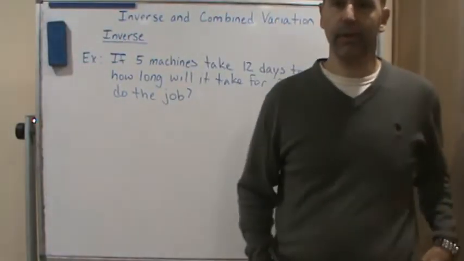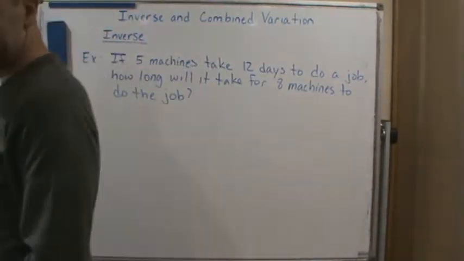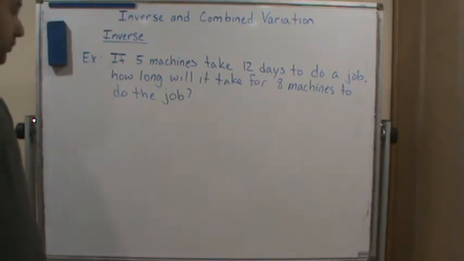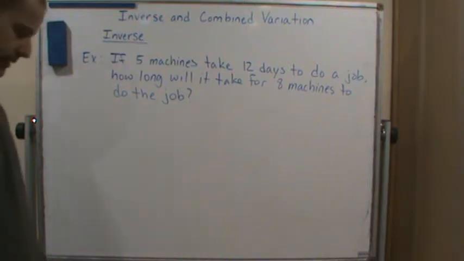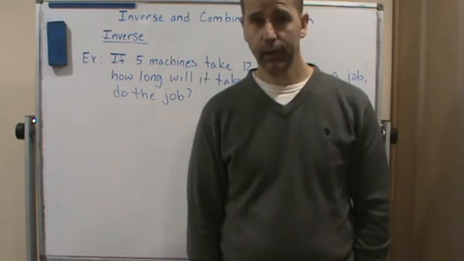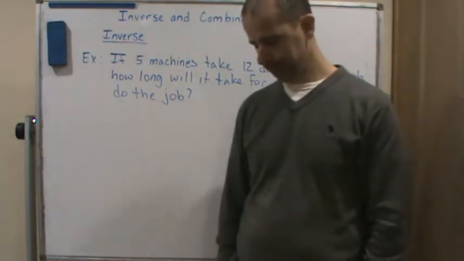Okay, so now let's read this problem in this example and first decide what kind of variation is going on. It says, if 5 machines take 12 days to do a job, how long will it take for 8 machines to do the job? So let's think about this. We have 5 machines, right? And it takes a certain amount of time to do the job, right?